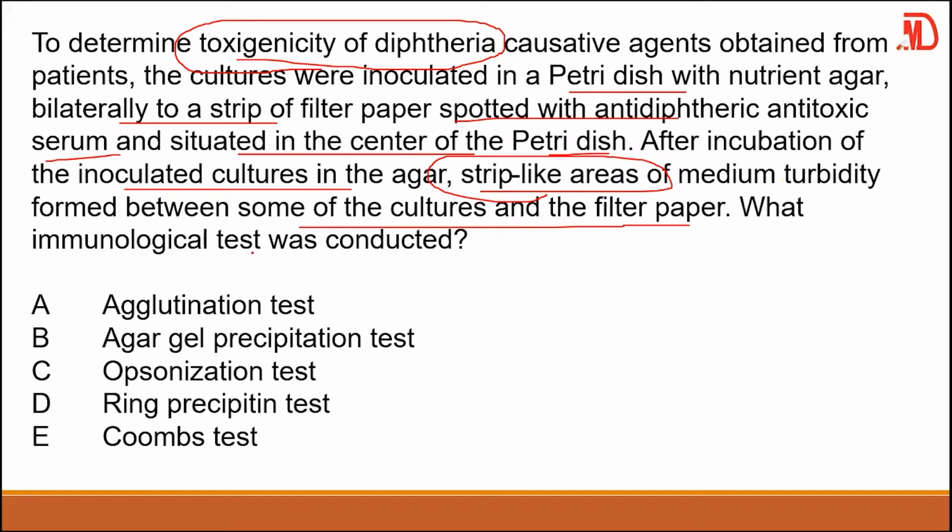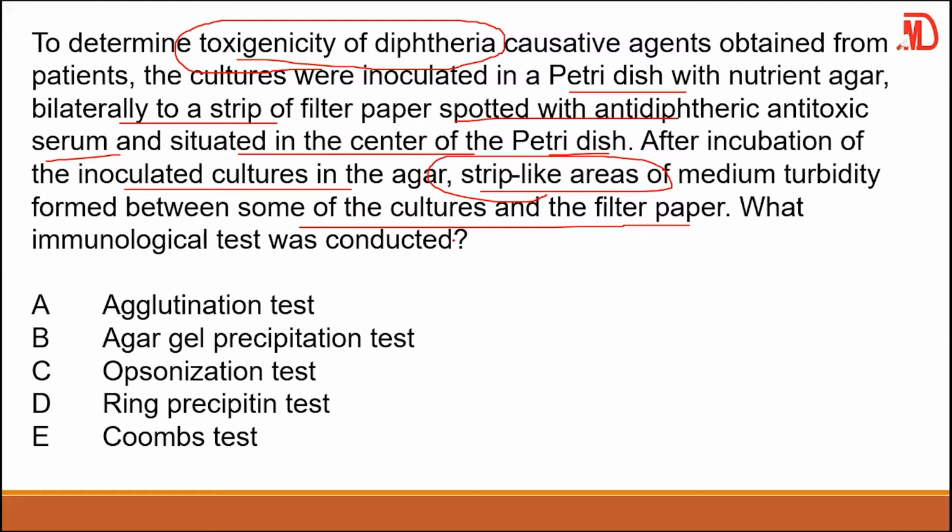What immunological test was conducted? I don't know if you can remember. You remember when we were talking about, in fact, yes, microbiology. We talked about the difference between a ring precipitate and, of course, the line or the strip-like precipitate, if you can remember it very well. So basically, we are looking at an agar gel precipitation test, because it gives you that strip-like appearance.